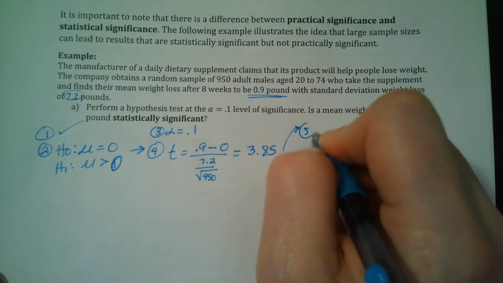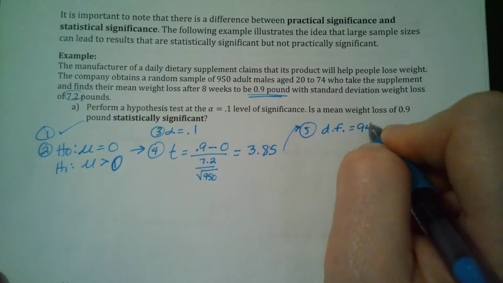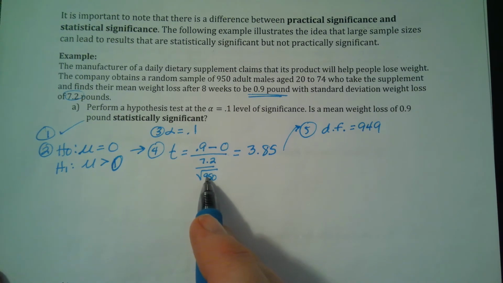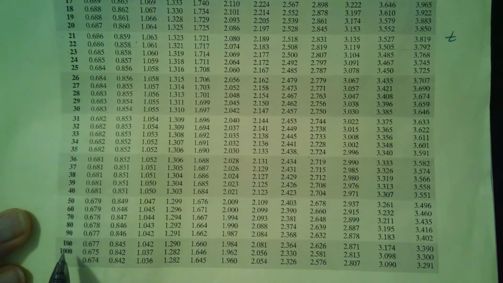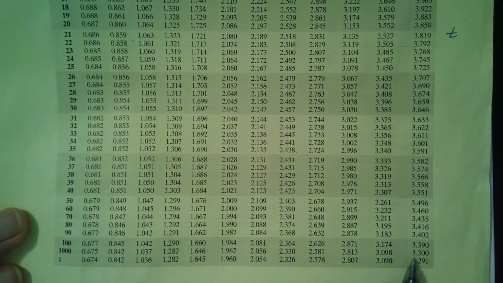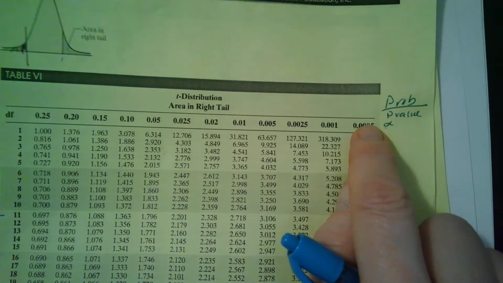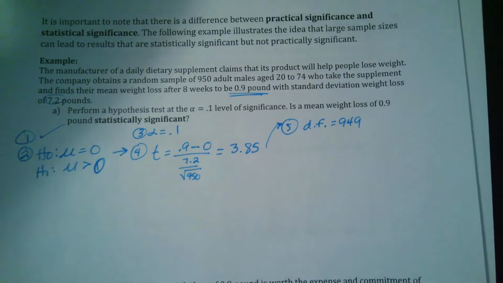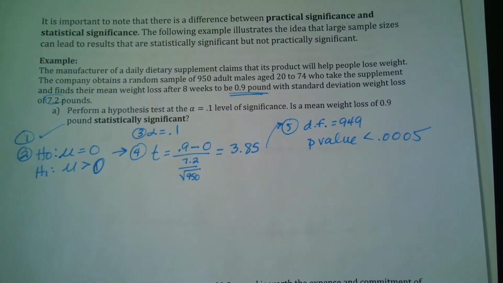Now, step 5 says I go to my table and I look up that T value. If I have degrees of freedom of 949, because that's one less than my sample size, and I go to table 6 with a degrees of freedom of 949, I'll use the closest number, which is 1,000. I find the T value, which is 3.85, which is off the chart, which means my probability is off the chart and is less than 0.0005. So my p-value is going to be less than 0.0005 because it's off the chart.